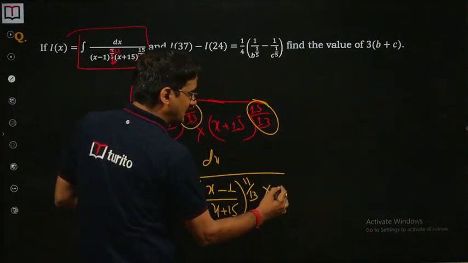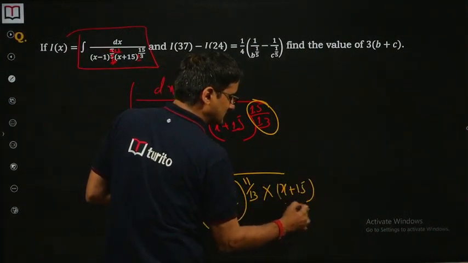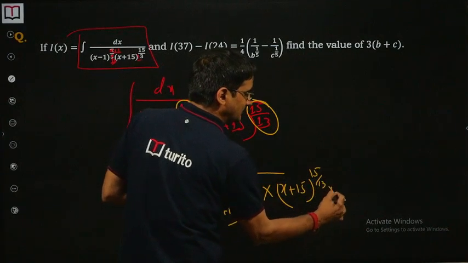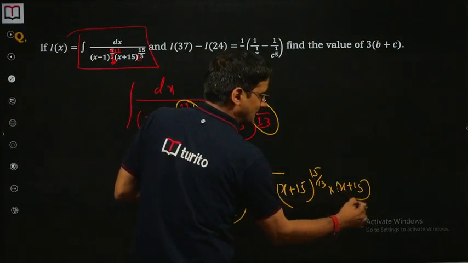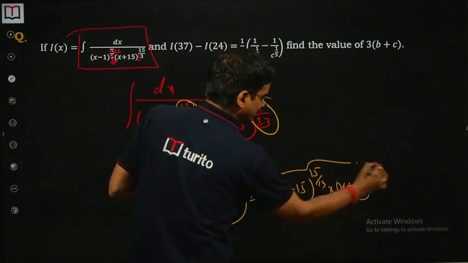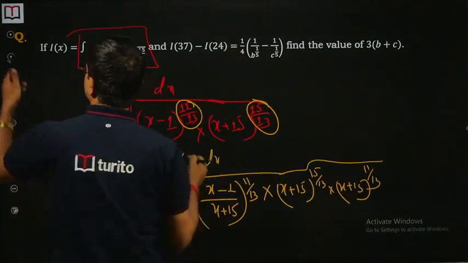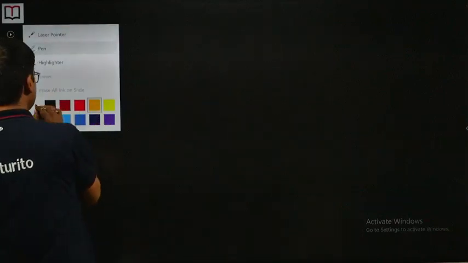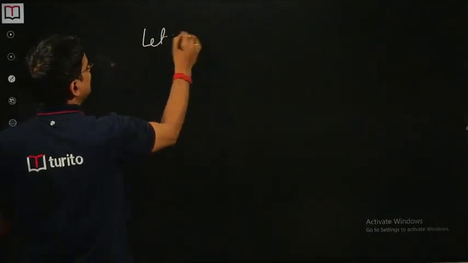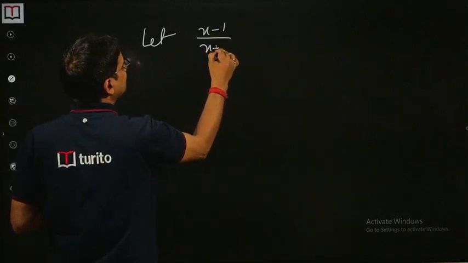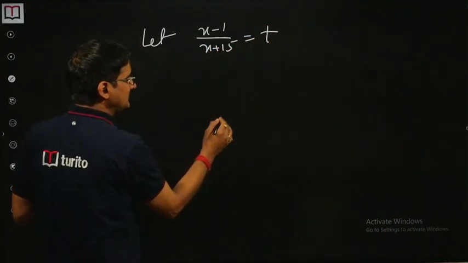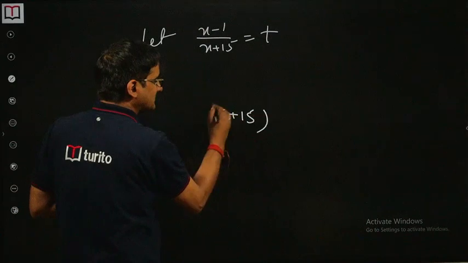You need to multiply. So you will say (x+15)^(15/13) into (x+15)^(11/13). Okay, so now that's your 2. So now see, what do we do? That's a standard case here. We say let (x-1)/(x+15) be t, differentiated.